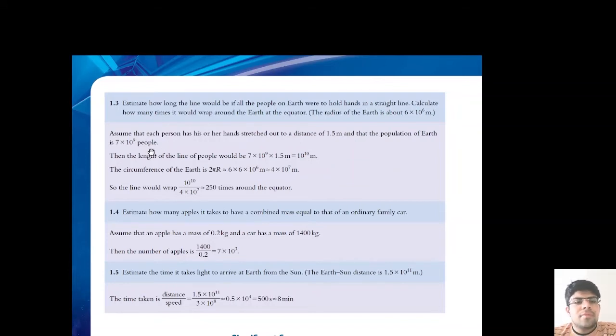This is just a fair estimate, but now the population has increased so much. Then the length of the line of the people would be 7 into 10 raised by 9 into 1.5 meters, and equal to 10 raised by 10 meter. The circumference of the earth is 2 pi r, which is 6 into 10 raised by 6, which is approximately this much. And so the line would wrap 10 raised by 10 over 4 into 10 raised by 7, which is approximately 250 times around the equator.